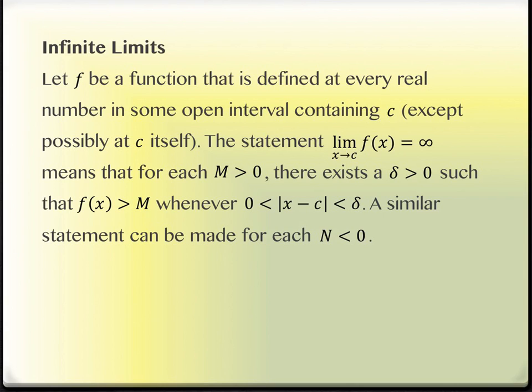Infinite limits are defined the following way. We're going to let f be a function. It's defined at every real number in some open interval containing c, except possibly at c itself. The statement, the limit as x approaches c of f of x is equal to infinity, means that for each M greater than 0, there exists a delta greater than 0, such that f of x is greater than M whenever the absolute value of x minus c is between 0 and delta. A similar statement can be made for each N less than 0.